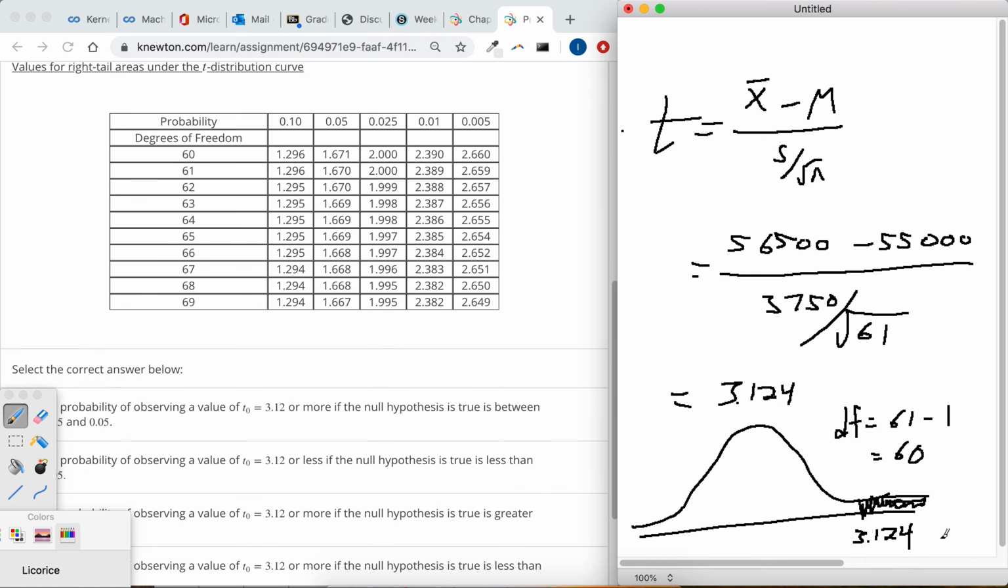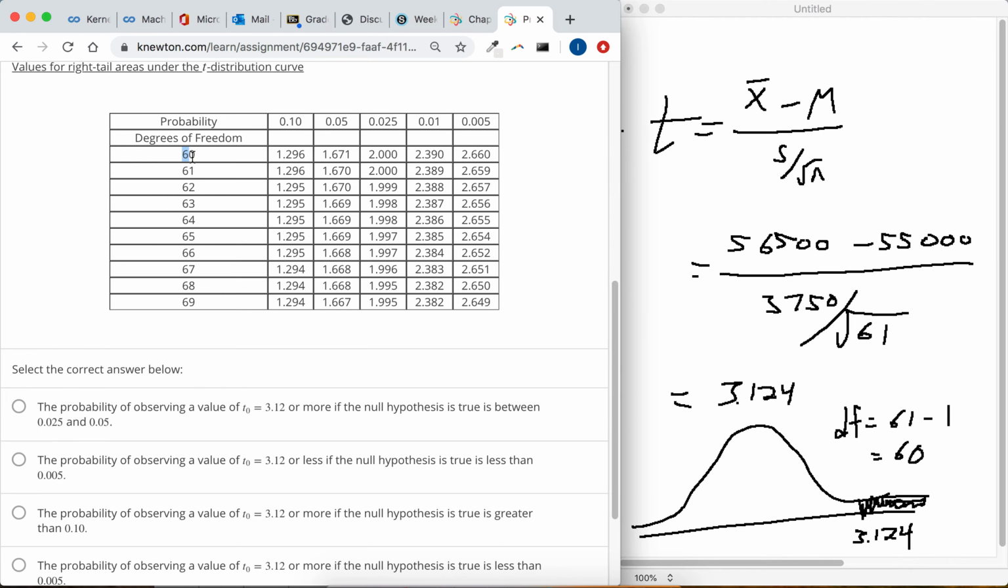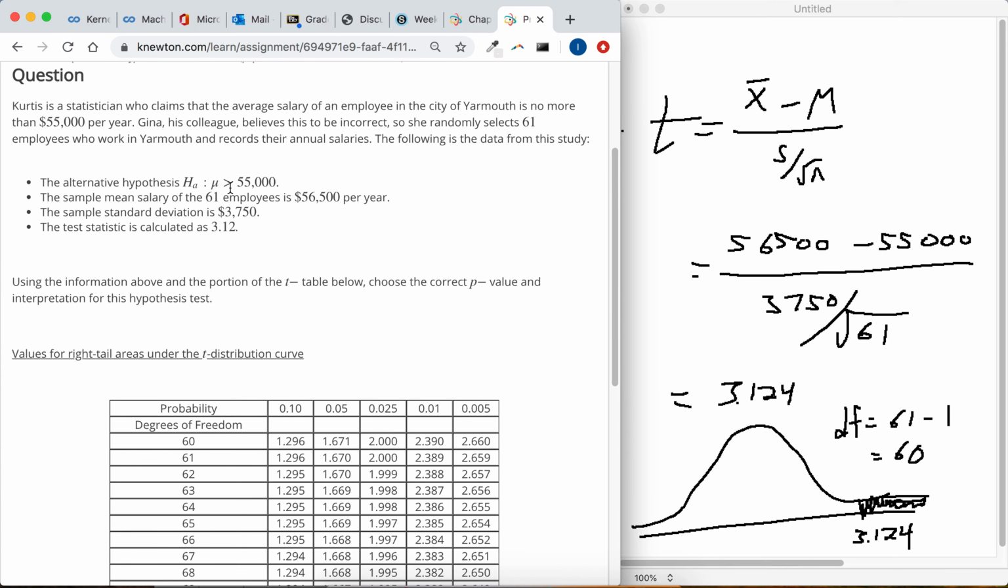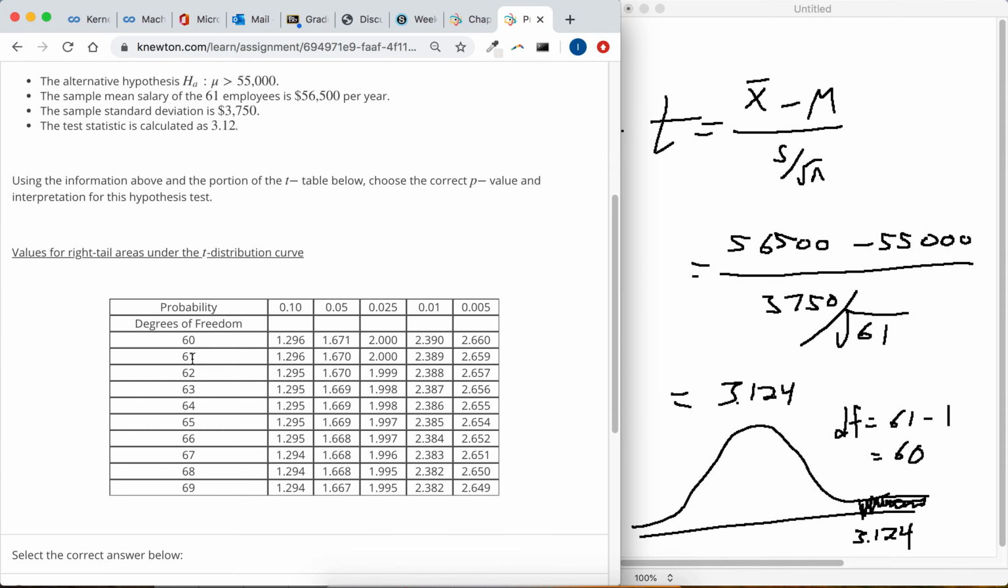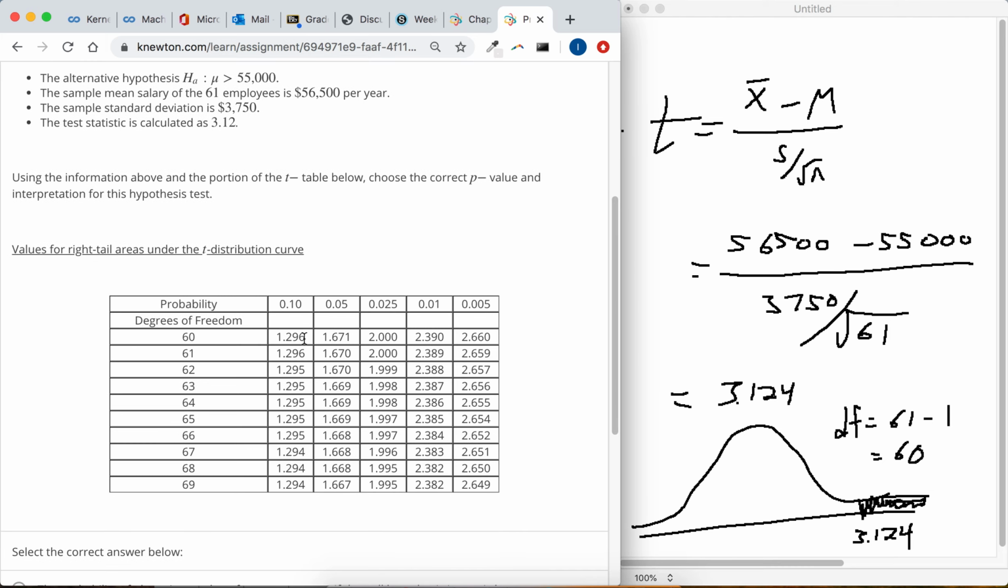So we can use a table to estimate that p-value. Here's degrees of freedom of 60. Just check that sample size again. Yeah, 61 for sample size. That means 60 for degrees of freedom for one sample mean. Let's see. 3.124 is even further back than this one. We still haven't hit 3.124. Still haven't hit it. You need to keep the table going to find out where 3.124 is.